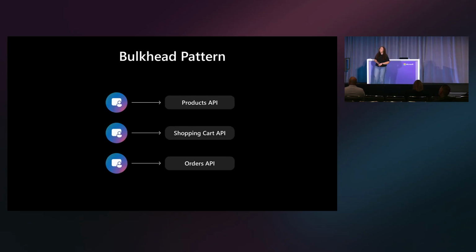We can implement the bulkhead pattern with microservices. We've got 3 microservices here. And let's say we lose one of them. Customers can still browse our products. They can still add to carts. We don't have a full failure just because we have issues in one area.